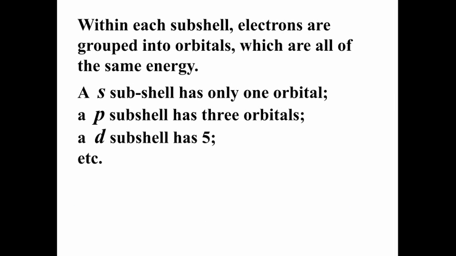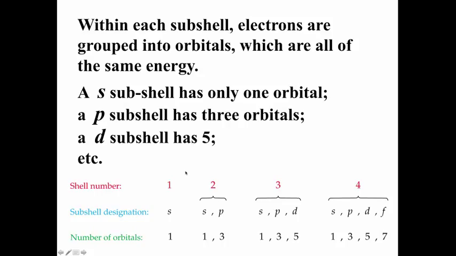And then within each subshell, electrons are grouped into orbitals, and all the orbitals within a given subshell are of the same energy. And it turns out that an S subshell has only one orbital, a P subshell has 3 orbitals, a D subshell has 5, an F subshell has 7, etc. And so that is shown here: the shell number, the subshell designation, and the number of orbitals.